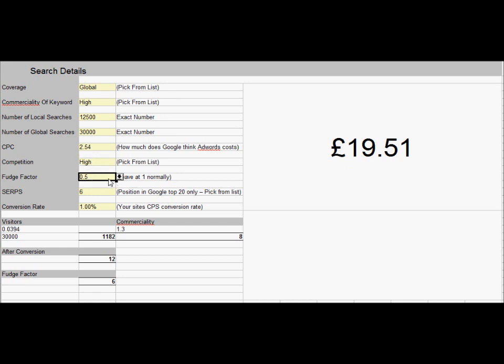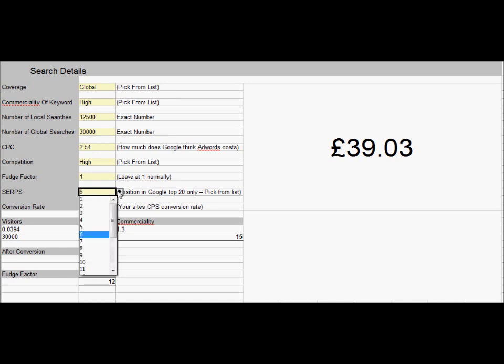Fudge factor, we'll leave that. I'm putting that back to 1 for now. That's taken into account later on, when you've been running your campaign for a while, how out are Google's figures. When you've reached number 6 in SERPs, are you getting the number of visitors that Google said you'd be getting, or is it wildly out? And if you increase this, you're saying it's harder. If you decrease it, you're saying it was easier than it actually was. So you may want to increase or decrease the fudge factor.